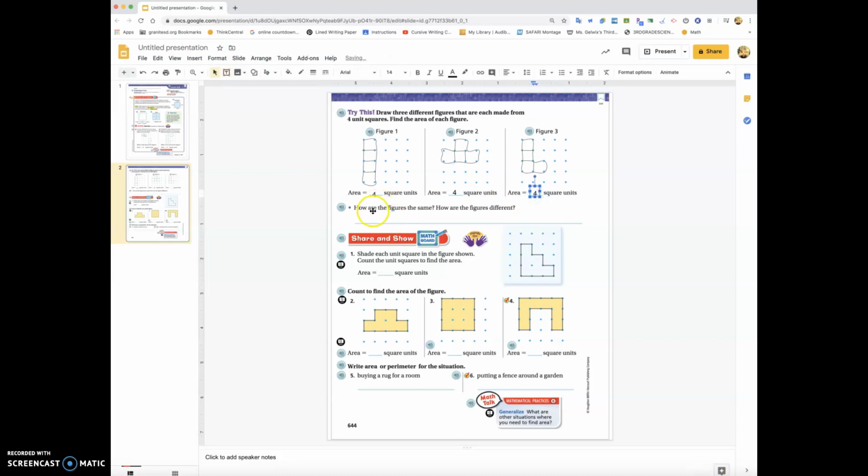Now it says, how are the figures the same? How are they different? In this case, the perimeter is 4 and 1 and 4 and 1, which is 10. The perimeter here is 1, 2, 3, 4, 5, 6, 7, 8, 9, 10. The same perimeter. Now this one is 4 plus 2, which is 6, 7, 8, 9, 10, 11.